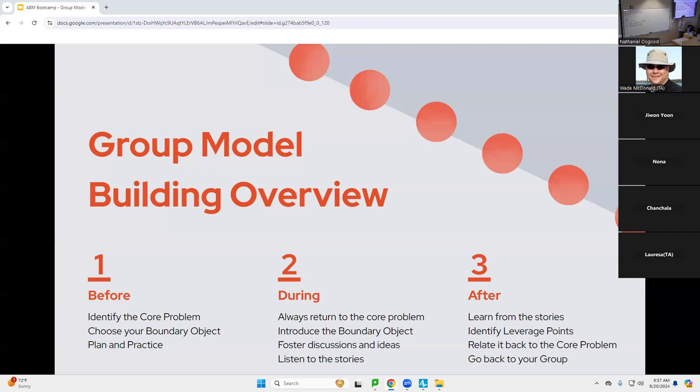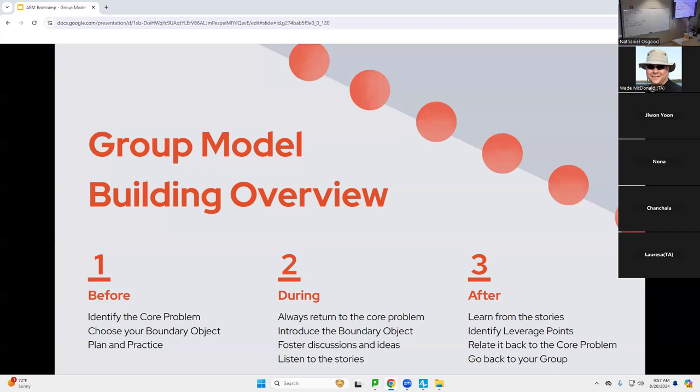There's the during: always returning to the core problem. We made a huge emphasis on the core problem. People go down rabbit holes. Happens. Your brain has a story it wants to tell. So we always related everything that we were doing back to the core problem. We printed it out on a huge poster board so that we could be like, hey, remember, this is what we're here for. How does this relate? I love what you're telling me. How does this relate back to the core problem? You know, using language like that. Then solidly introducing the boundary object, fostering discussion and ideas, and listening to those stories. That's why you're there for the day.